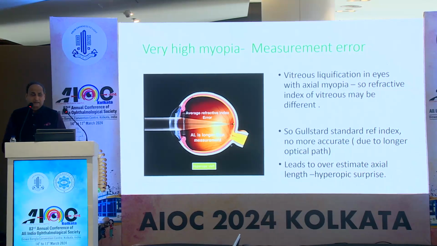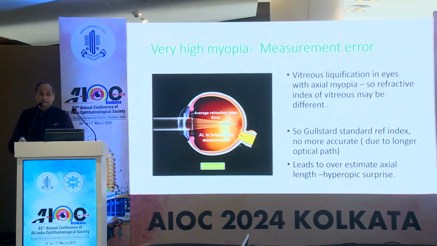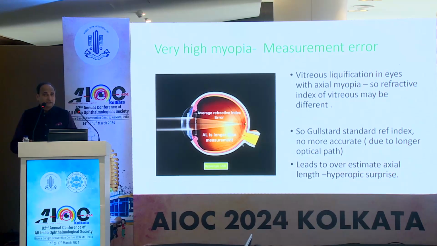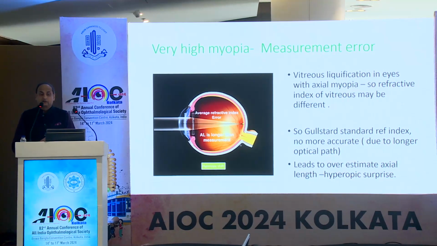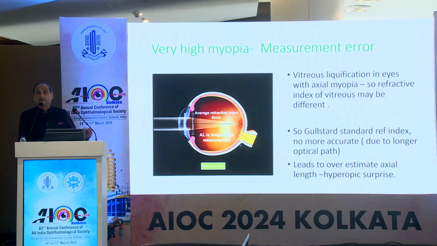What could be the measurement errors? Well, vitreous liquefaction in eyes with axial myopia. What does it actually lead to? Well, we have the refractive index of vitreous, which is segmental and it is different, right?